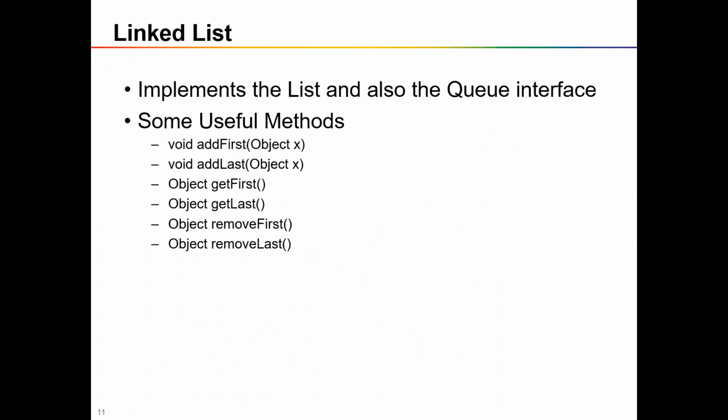So in linked list, there are certain special methods which are part of a linked list alone. So in linked list, if you wish, you can add the element in the first, or you can add the element in the last. And if you wish, you can get the first element, you can get the last element, and if you wish, you can remove the first and remove the last, right? So these are all certain additional methods which are part of linked list, and these methods are not there in your array list.